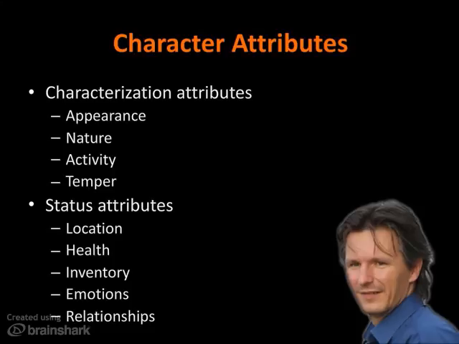Some variables describe the current status of the character. They change frequently and with big amounts. For example, location of the character, level of health, inventory, emotions, relationships, level of energy, physical conditions like hunger, comfort, and hygiene.